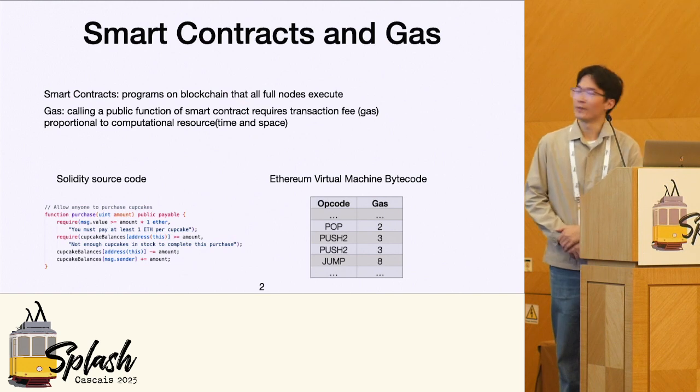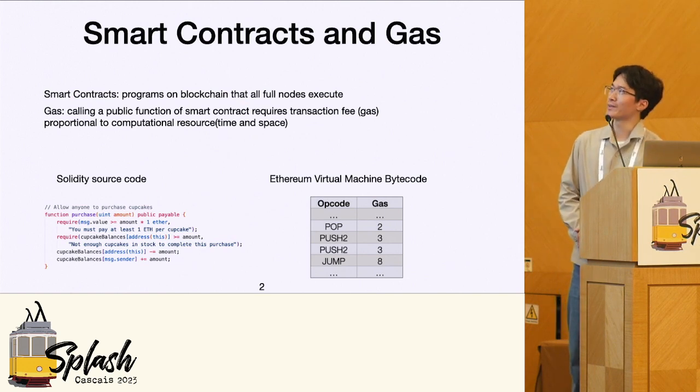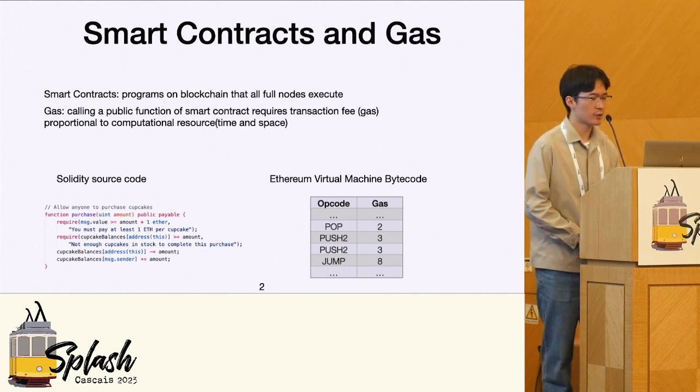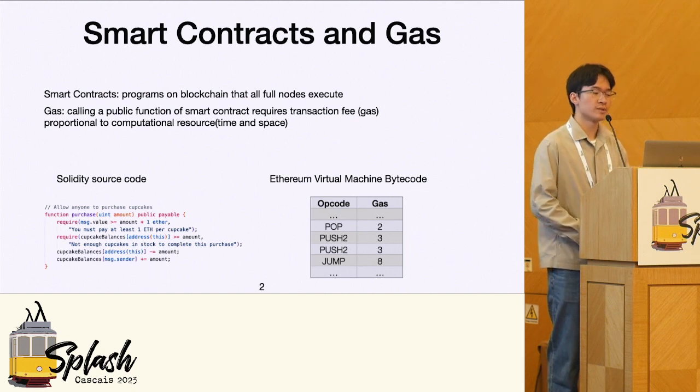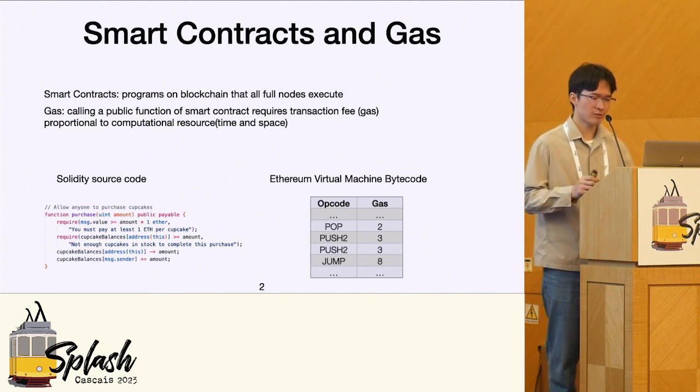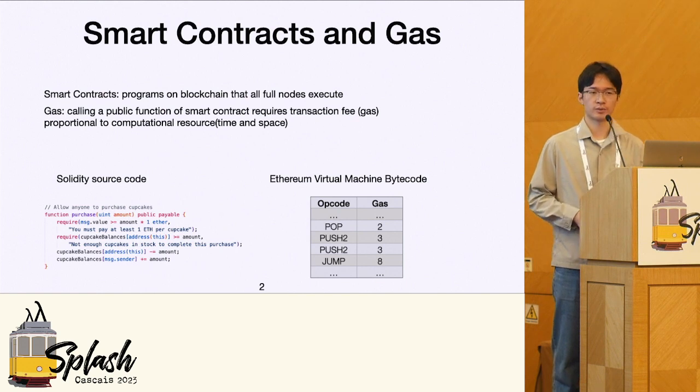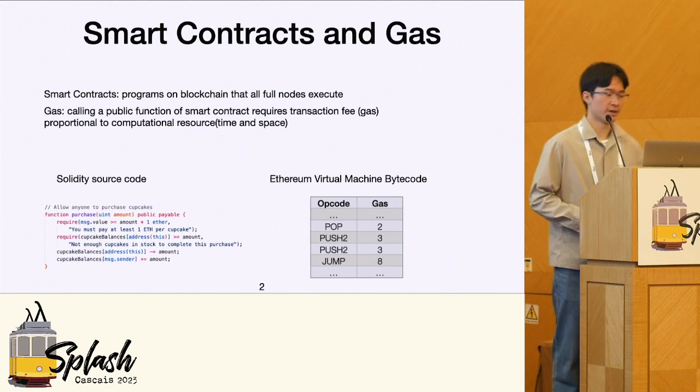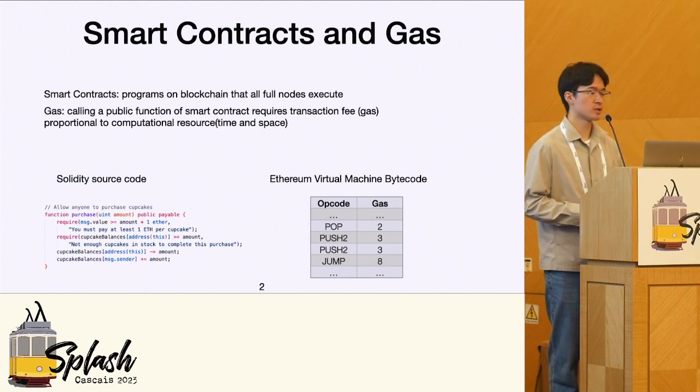Okay, so what is a smart contract and gas? A smart contract is just a program on the blockchain that all the full nodes should execute. Since everyone has to execute it, calling a public function of a smart contract is not cheap. You need to pay a transaction fee, and this is called gas. It's proportional to computational resources, which is time and space.